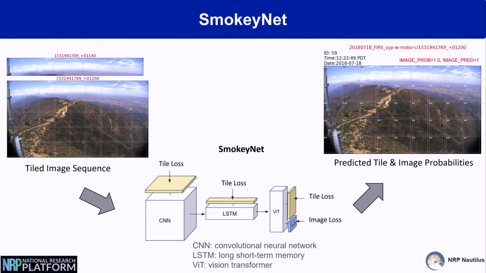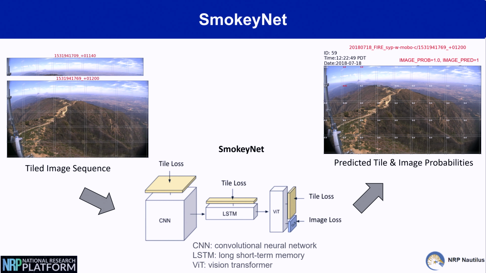SmokeyNet processes the sequence of images, and then it outputs tile and image probabilities. So the image probability you see in the... let's see if I can... you see the mouse? No, can't see the mouse. Okay, so the image probability is in the red text in the upper right corner above the image.